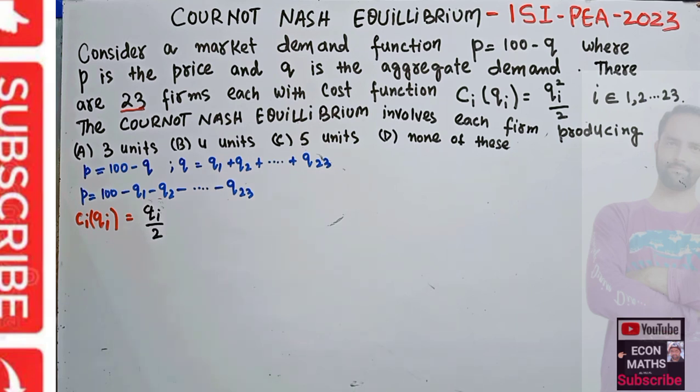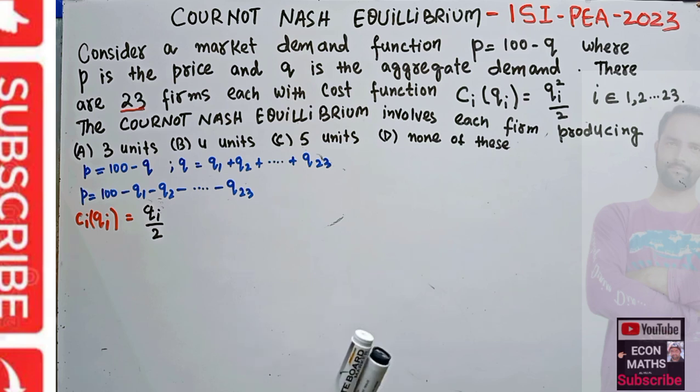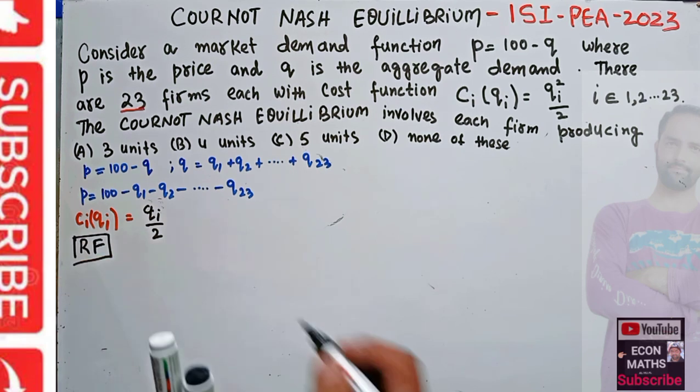Now to find out the Cournot Nash equilibrium, we need to find out the best response function of each firm. We have 23 firms. Let us first find out the reaction function, or best response function, of firm 1. By best response function, we simply mean the optimal quantity Q1 produced by firm 1, given all other firms have also chosen their optimal quantity.